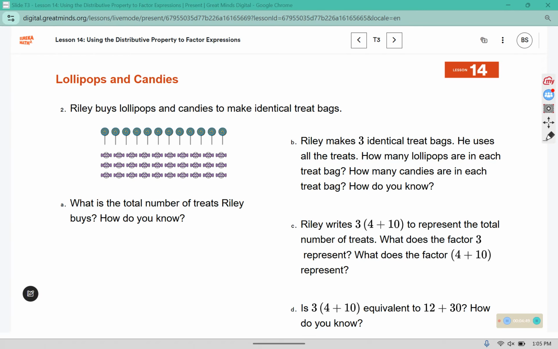Riley buys lollipops and candies to make identical treat bags. A, what is the total number of treats Riley buys, and how do you know? Well, it looks like she has 1, 2, 3, 4, 5, 6, 7, 8, 9, 10, 11, 12 lollipops. And there's 1, 2, 3, 4, 5, 6, 7, 8, 9, 10. But there are 3 rows of 10, so 30 candies for a total of 42 treats.